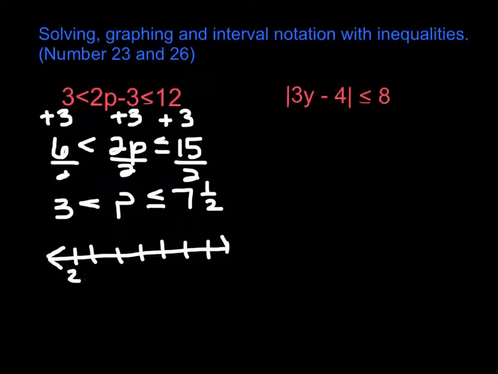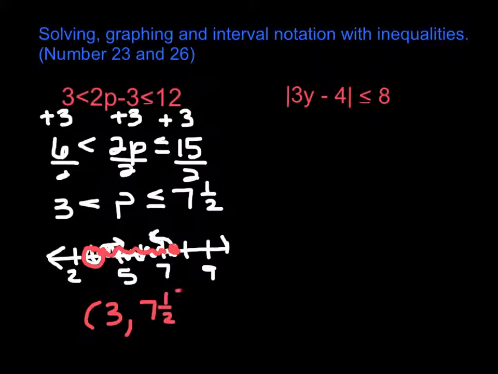So if this is 2, 5, 7, 9, I have an open circle on the 3 because it's greater than 3, and then it's less than or equal to 7.5, so I have a closed circle. It's greater than 3, so it's going to the right, but less than or equal to, so it's everything in between here. I should grab a different color and do that. This was a closed circle, this was an open circle. My interval notation does not include 3, so that's a parenthesis. And then it goes all the way to 7.5, and it does include that, so that should be a bracket.